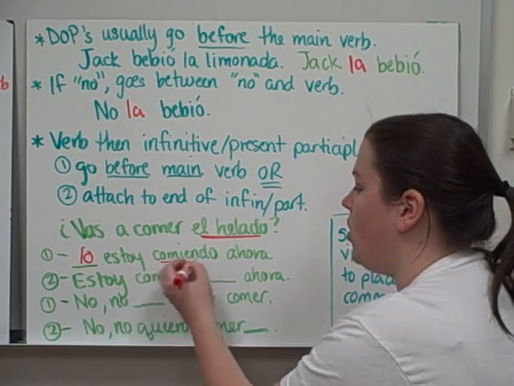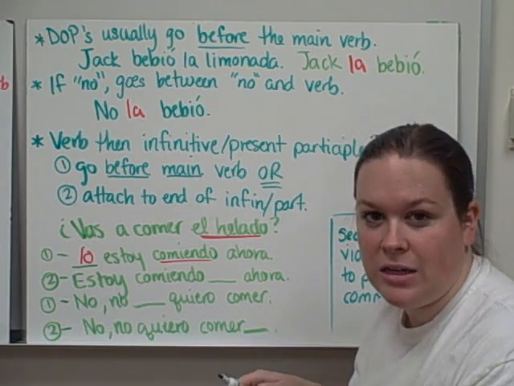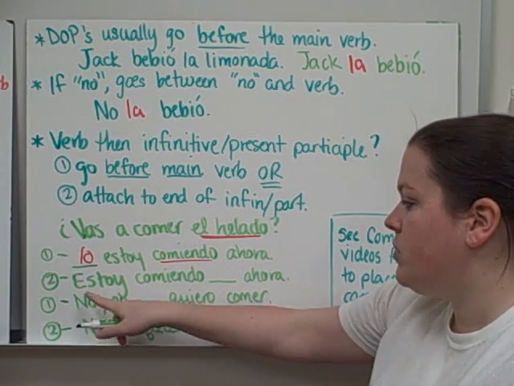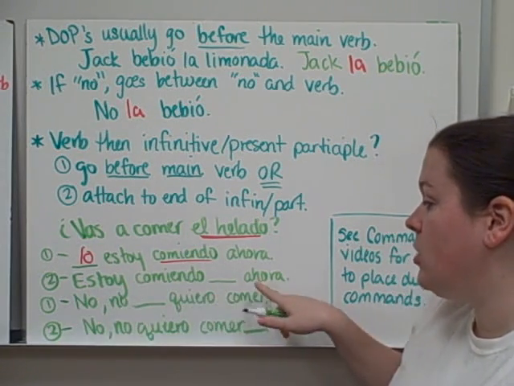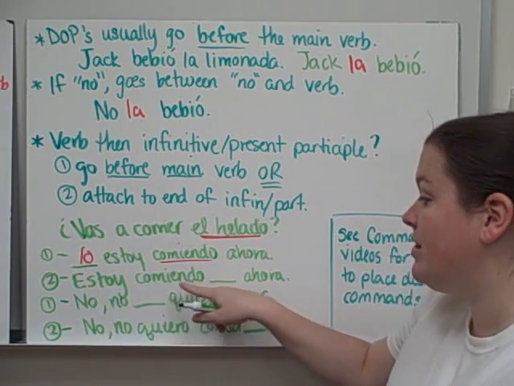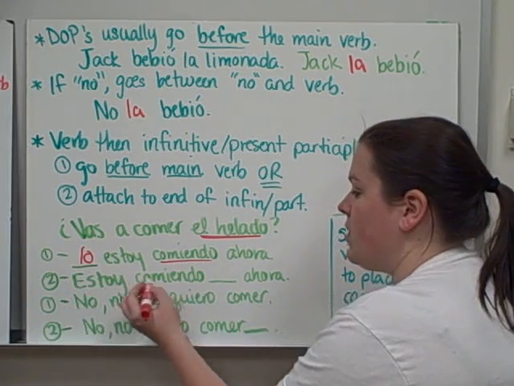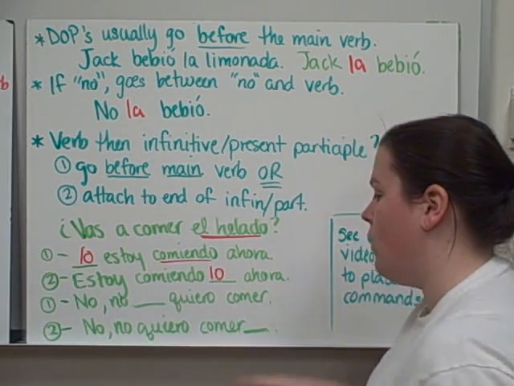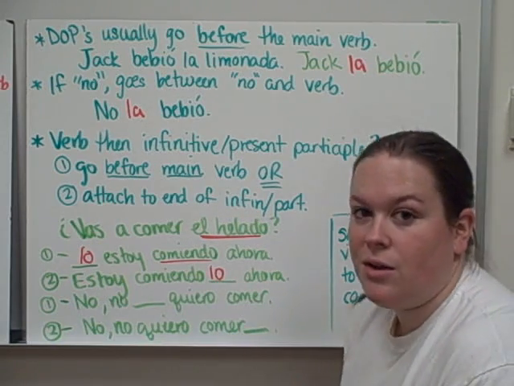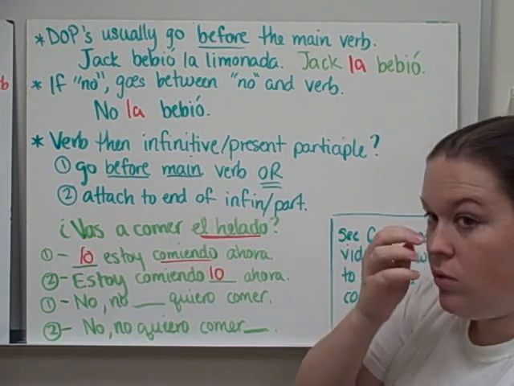Now this is what's called a participle, present progressive. I am eating, something that ends in ing in English. So it's the same thing right here. Estoy comiendo ahora. But if you want, you can attach your DOP to the end of the present progressive or the participle. So estoy comiéndolo ahora. This gets stuck right on the end of comiendo. Now if it's a negative, you follow the same rules as was up here.